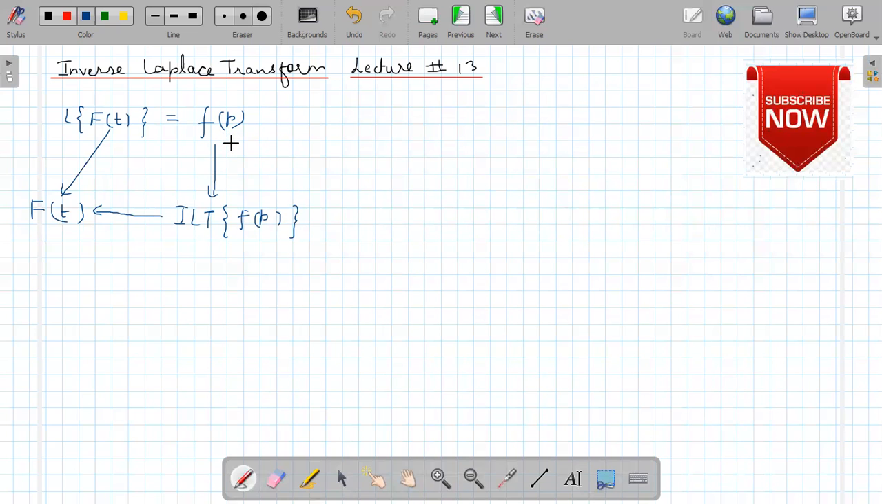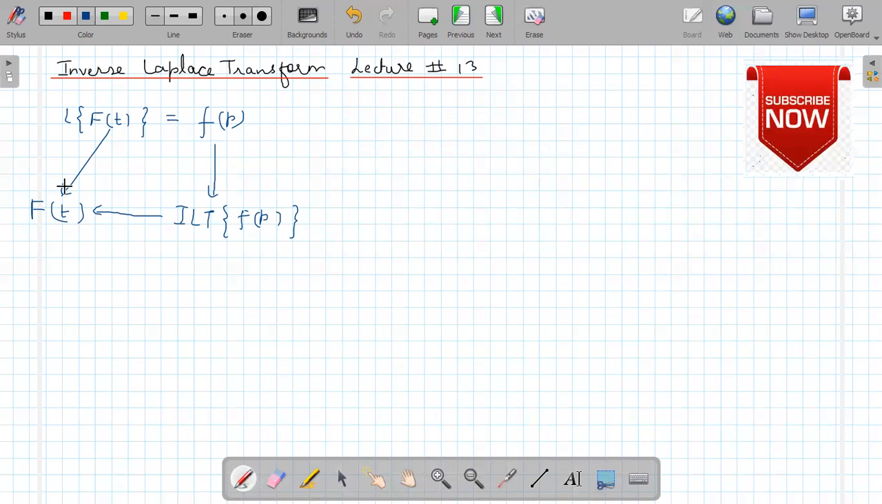Okay. Now the question is how to compute the inverse Laplace transform of F(p). Is there any formula to compute the inverse Laplace transform? No, there is no formula. But there are some standard methods to compute the inverse Laplace transform.